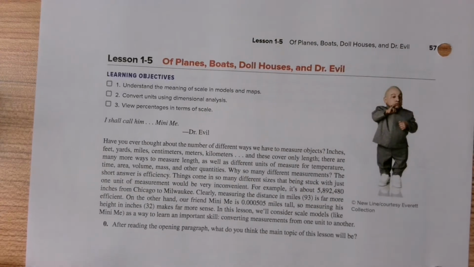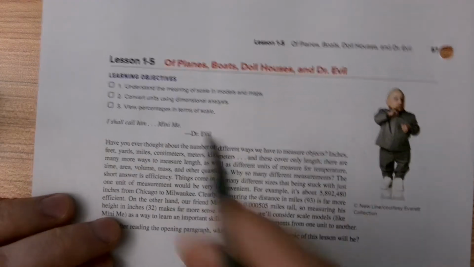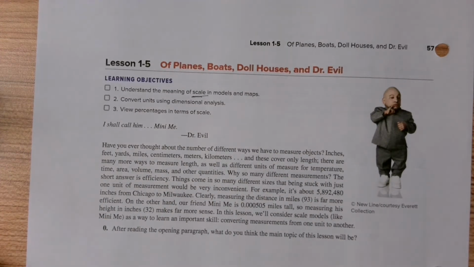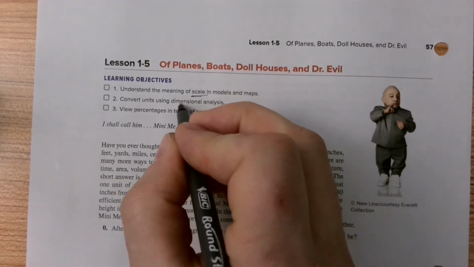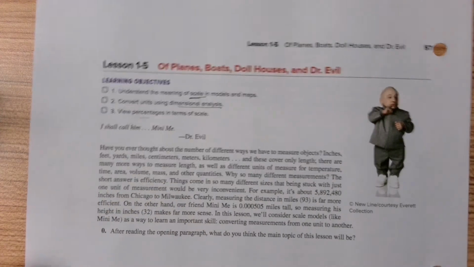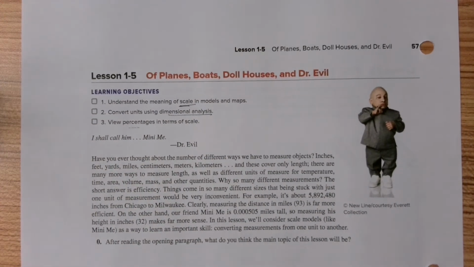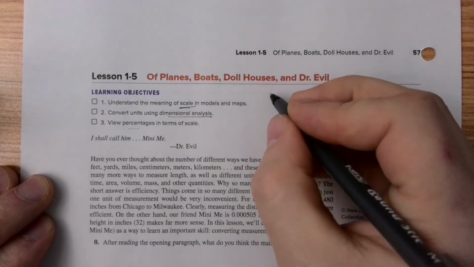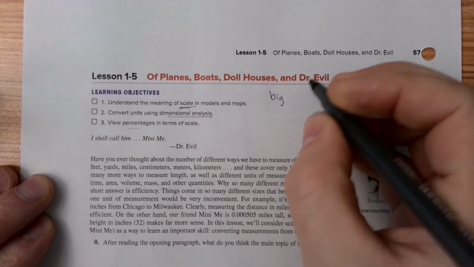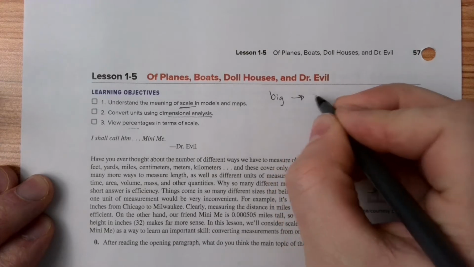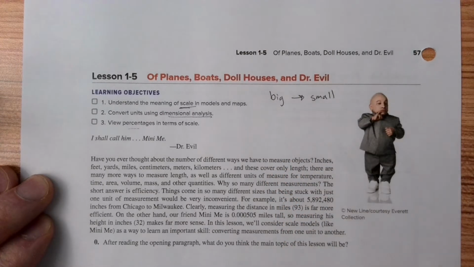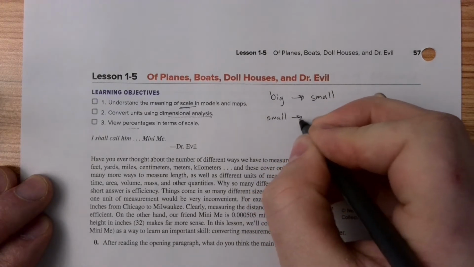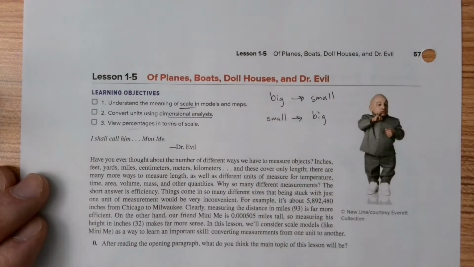Okay, so in this lesson, we're looking at the idea of scale and how we convert units using dimensional analysis, and then how we use percentages when we talk about scale. If we want to really simplify this notion of scale, we're saying, how do we convert something that's in a large form into a small form? What do we do mathematically? And vice versa. If we start with something small, how do we convert it into big form?